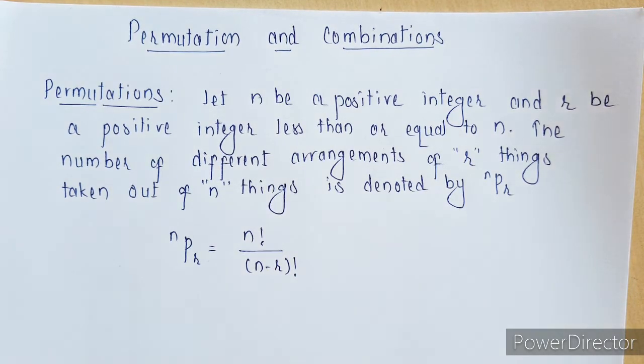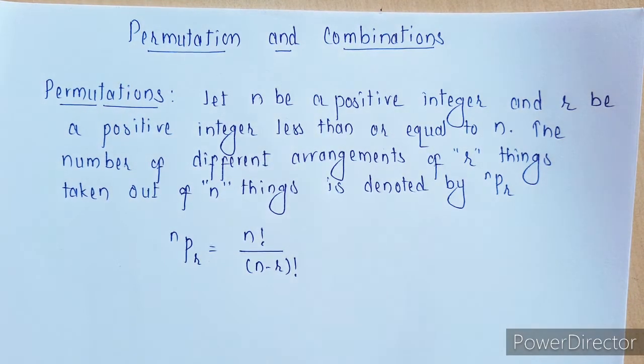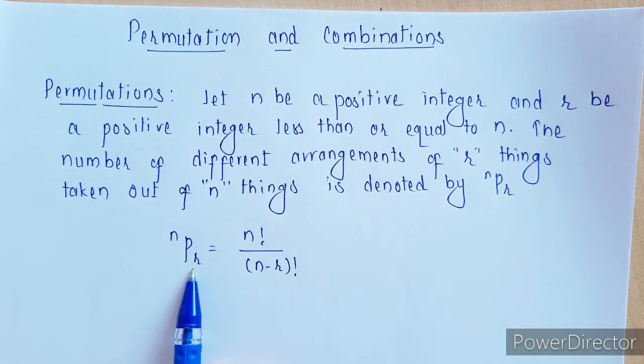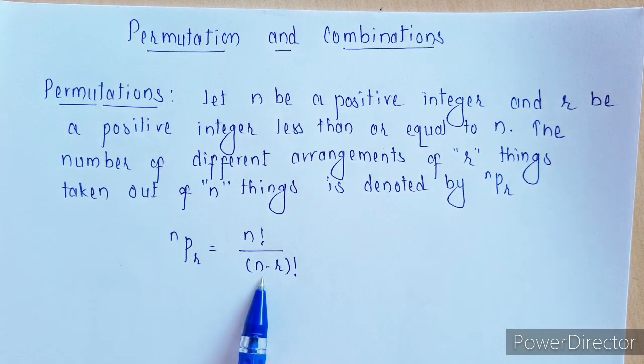Suppose there are n things given and, out of those n things, you have to arrange r things. So the number of ways we can arrange them is nothing but permutation. So suppose given n things, you are arranging r things, it can be written as nPr, and nPr is nothing but n factorial upon (n minus r) factorial. Now first thing, we have to study factorials, then only we can go for all these things.